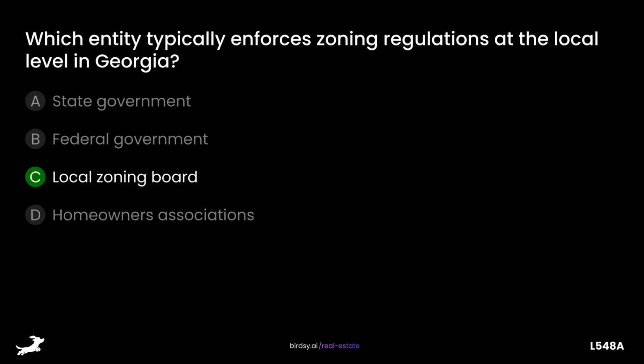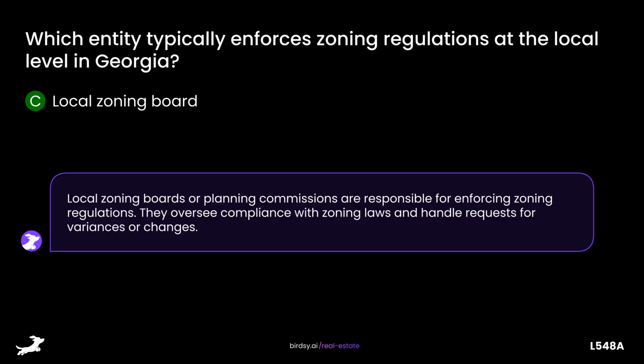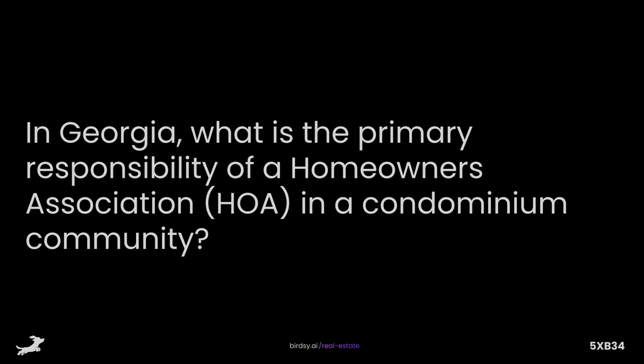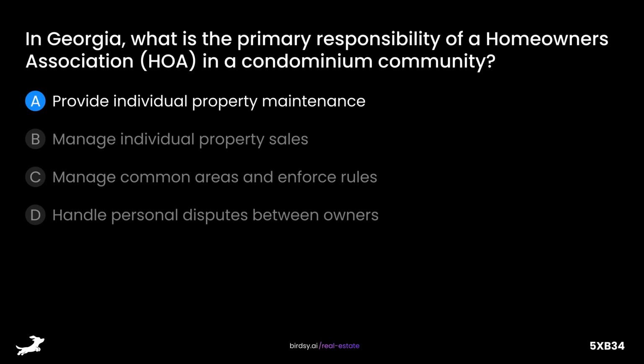Local zoning board. Local zoning boards or planning commissions are responsible for enforcing zoning regulations. They oversee compliance with zoning laws and handle requests for variances or changes. Condominium HOAs. In Georgia, what is the primary responsibility of a homeowners association in a condominium community? Is it A. provide individual property maintenance? B. manage individual property sales? C. manage common areas and enforce rules? Or D. handle personal disputes between owners?